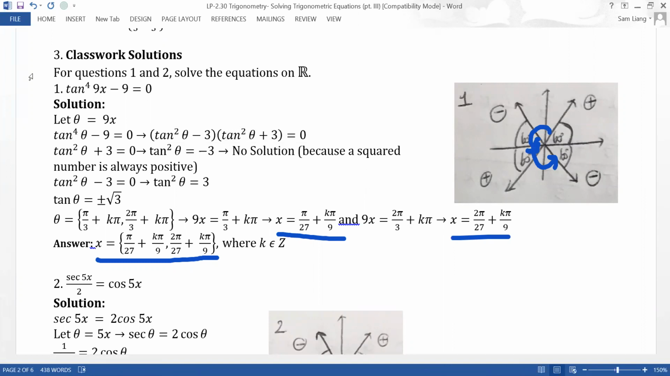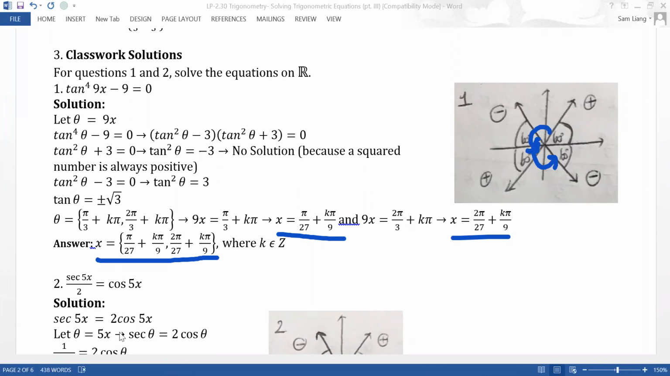Does anyone still need to copy this solution here? Okay, if not, that's actually all the work I wanted to go through today. We only have about 2 minutes left, so I'll go through the other questions tomorrow.